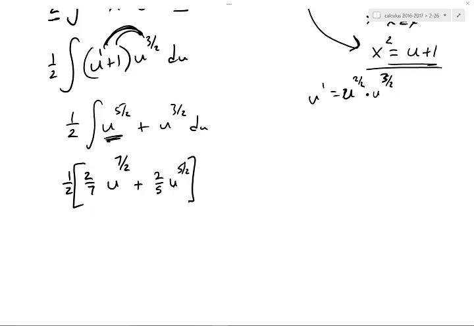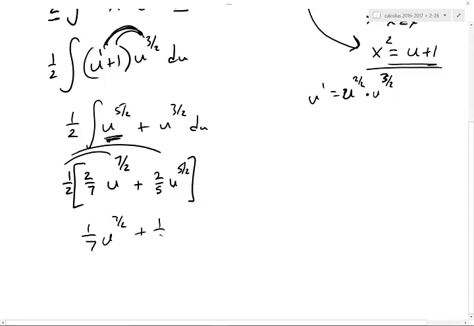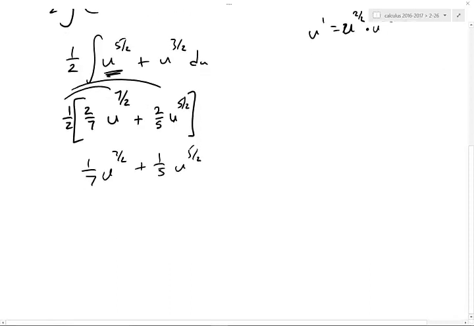Stop. Just stop. Now, what if I take a half times this? What happens? This is 1/7 u to the 7 halves plus 1/5 u to the 5 halves. This is true. And then I would just resubstitute, right? And so that would be 1/7. Was it x squared minus 1? Yes. Okay, beautiful. Thank you so much. So 1/7 (x squared minus 1) to the 7 halves plus 1/5 (x squared minus 1) to the 5 halves plus c.